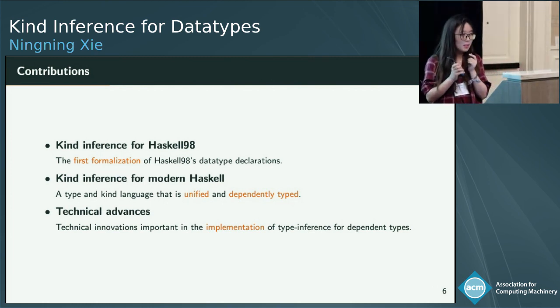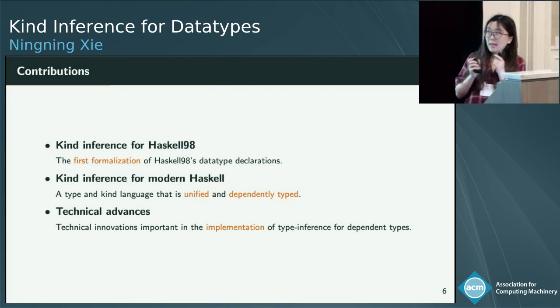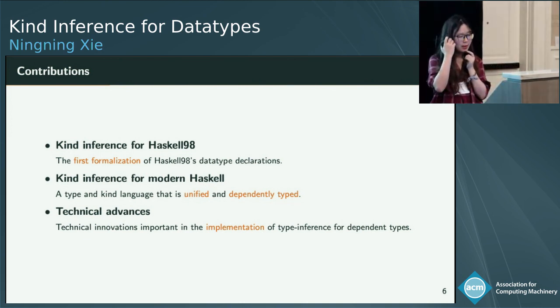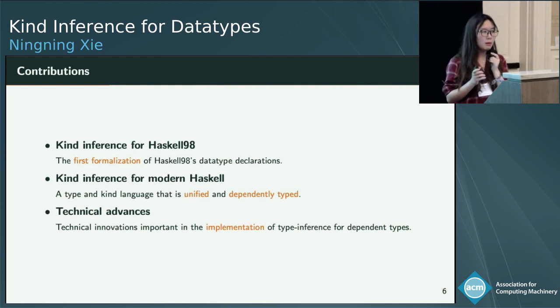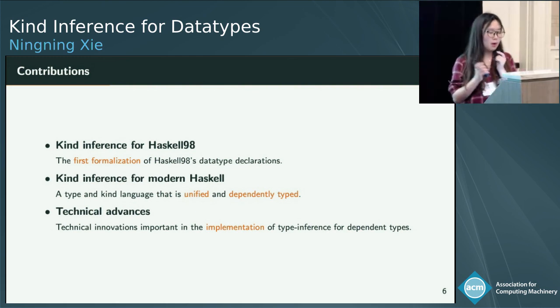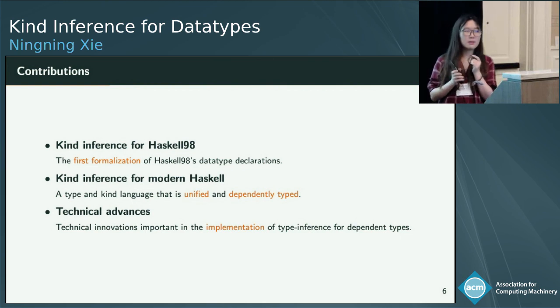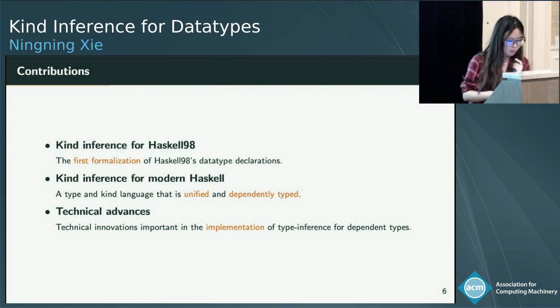Then, we present a formalization of a fragment of modern Haskell where the type and the kind language is unified and dependently typed, modeling the challenges for kind inference in modern Haskell. Along the way, we proposed several technical innovations that are important for the implementation.